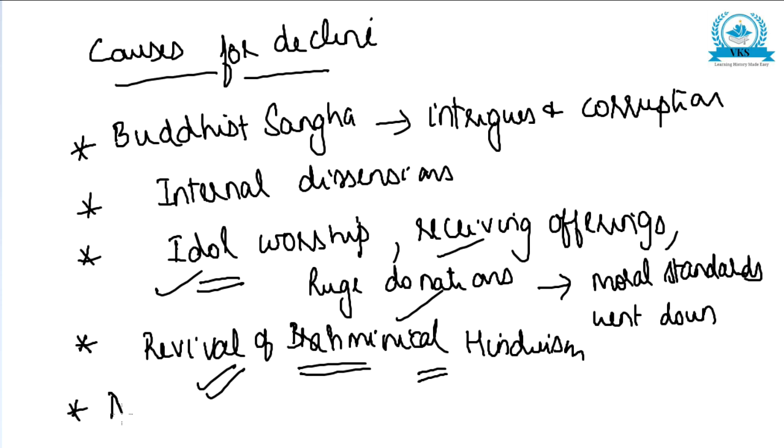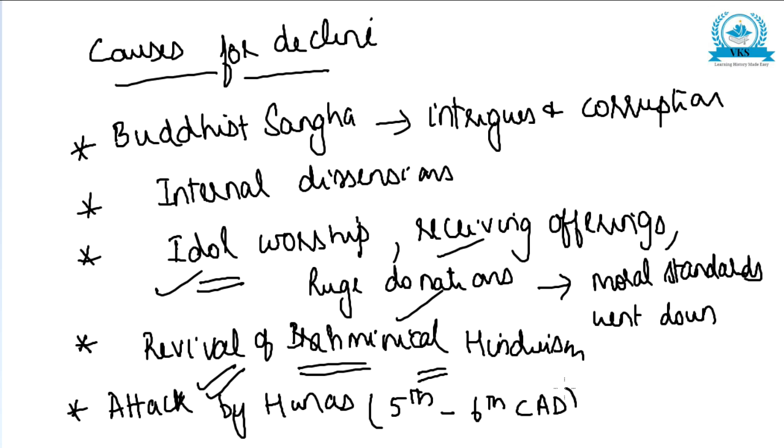Again, one more cause was attack by the Hunas. This happened around 5th and 6th century AD. Attack by the Hunas, and also Turkish invasion. All these led to the decline of Buddhism. Attack by the Hunas in 5th and 6th century AD, and Turkish invaders in the 12th century AD. Turkish came by 12th century AD. All these led to the decline of the religion of Buddhism.